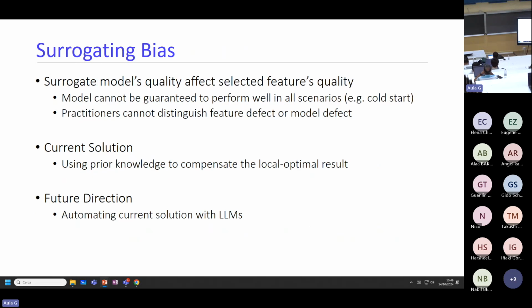And the third problem is surrogate bias, because surrogate model quality affects the quality of the selected features. The model cannot be guaranteed to perform well in all scenarios, and practitioners cannot distinguish feature defects from model effects. The current solution is using prior knowledge to compensate for the local optimal result, and the future direction is automating the current solution with a large language model.